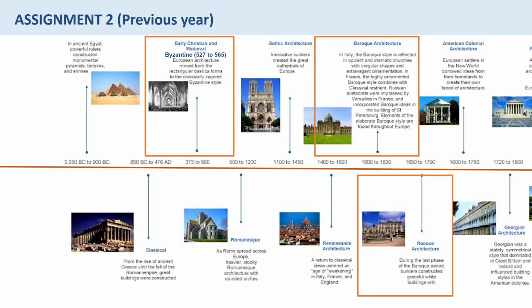Then we have classical. Classical, from the rise of ancient Greece until the fall of the Roman Empire, great buildings were considered, and the classical style has been characterized by the columns, their post and lintel construction, and it's even very common right now in a lot of buildings, the reason being the style of neoclassicism. So that's the classical period, the Roman and Greek architecture. Then we have Byzantine, which is early Christian and medieval architecture. It was mostly common in Europe, and it moved from rectangular basilica forms to the classically inspired Byzantine style.